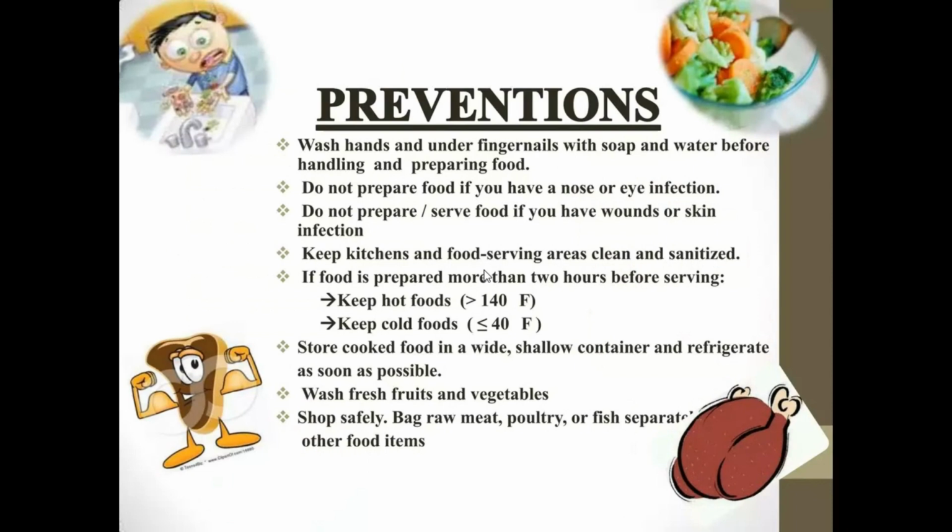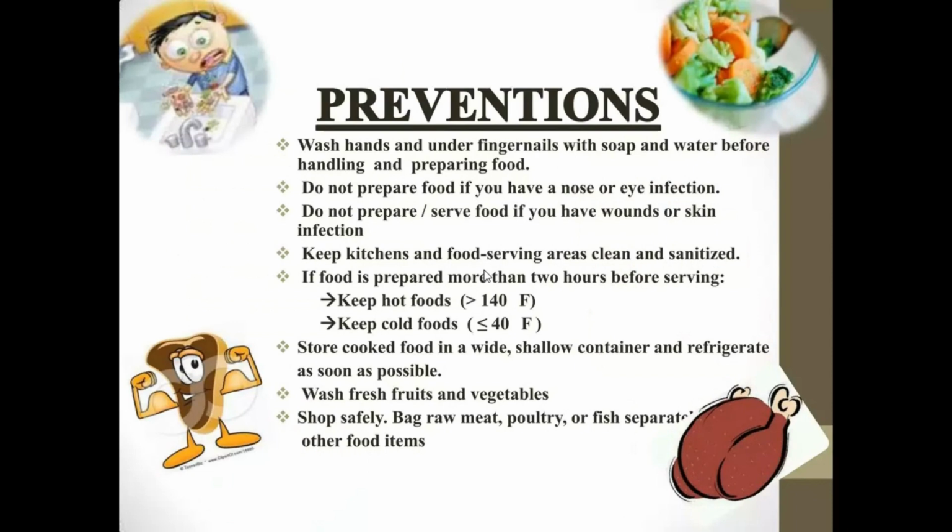Then, wash your fruits and vegetables before you consume them, because fruits and vegetables comprise fleshy material, and these are fresh tissues. What happens is that S. aureus can easily grow and release toxins. So you can have a look at these particular preventive measures.